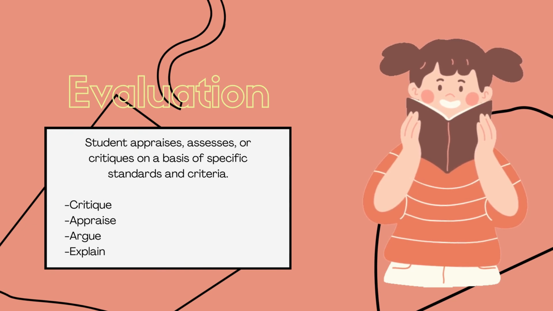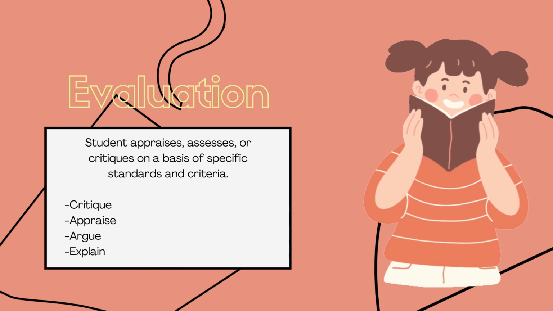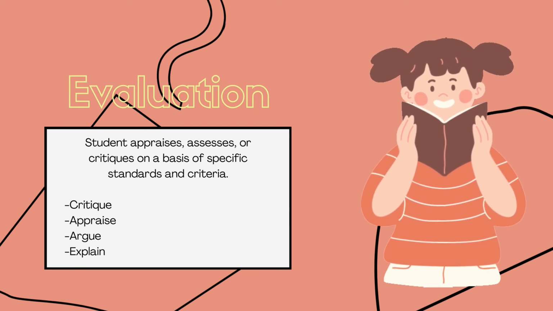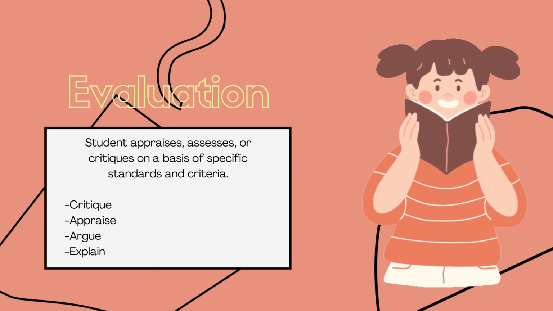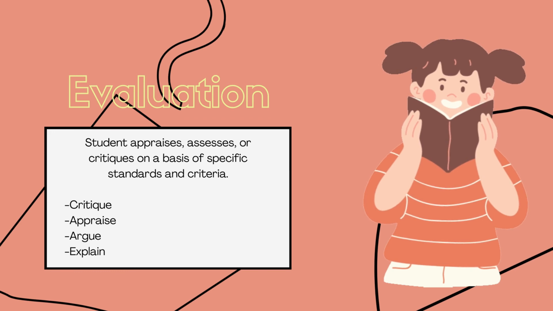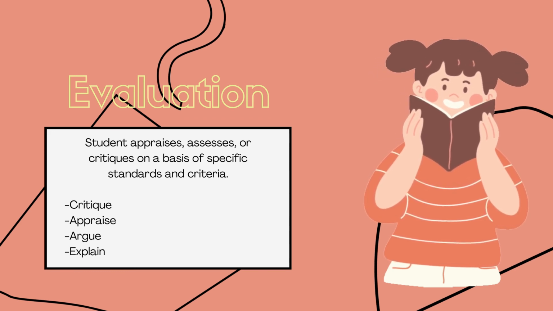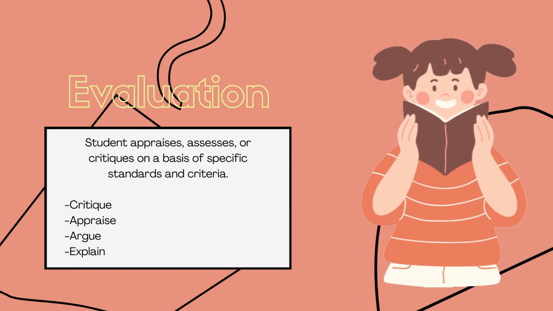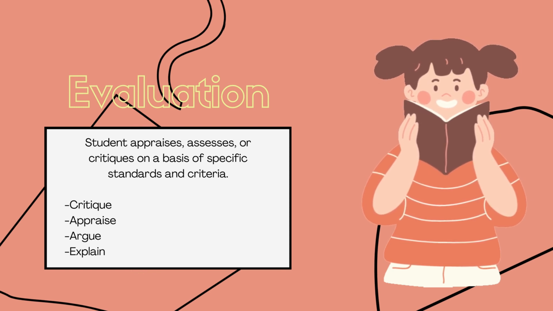The last category is evaluation. In this category, the student appraises, assesses, or critiques on a basis of specific standards and criteria. The verbs that we can use in this category are critique, appraise, argue, and explain. A very common example, it can be writing an essay on caring for the environment.